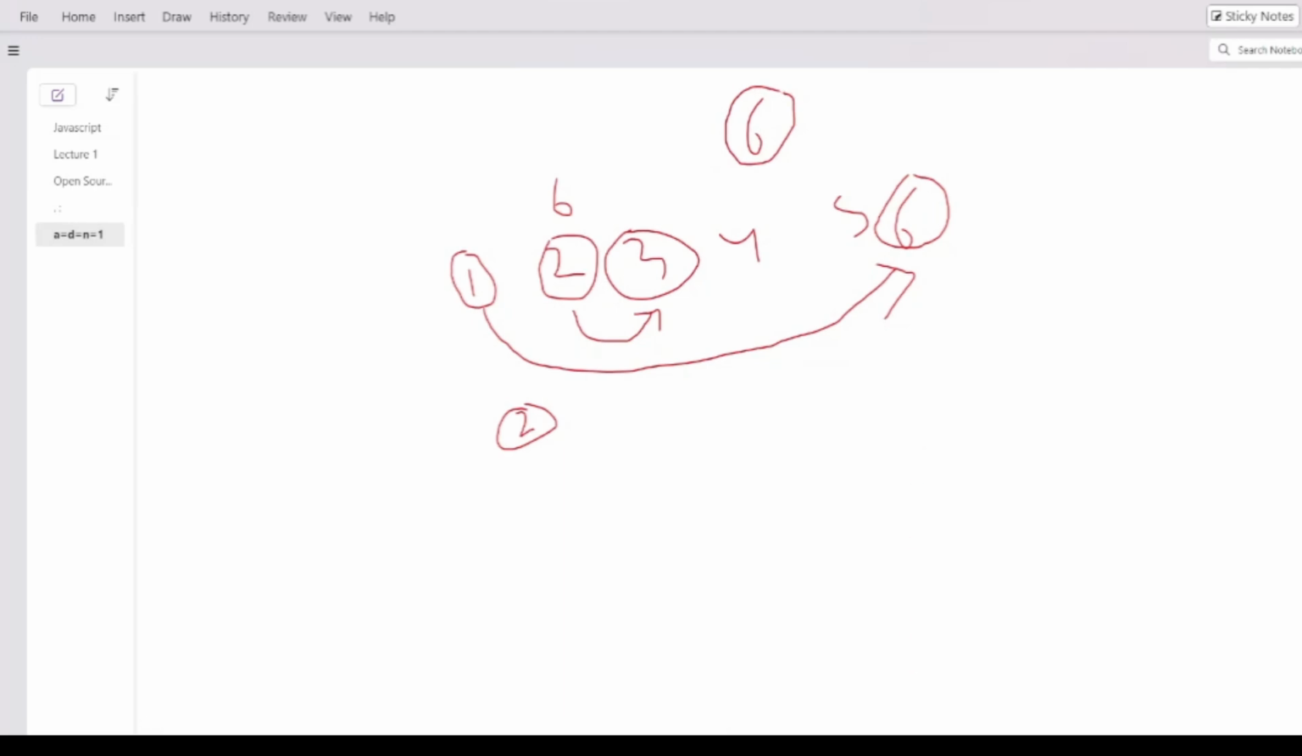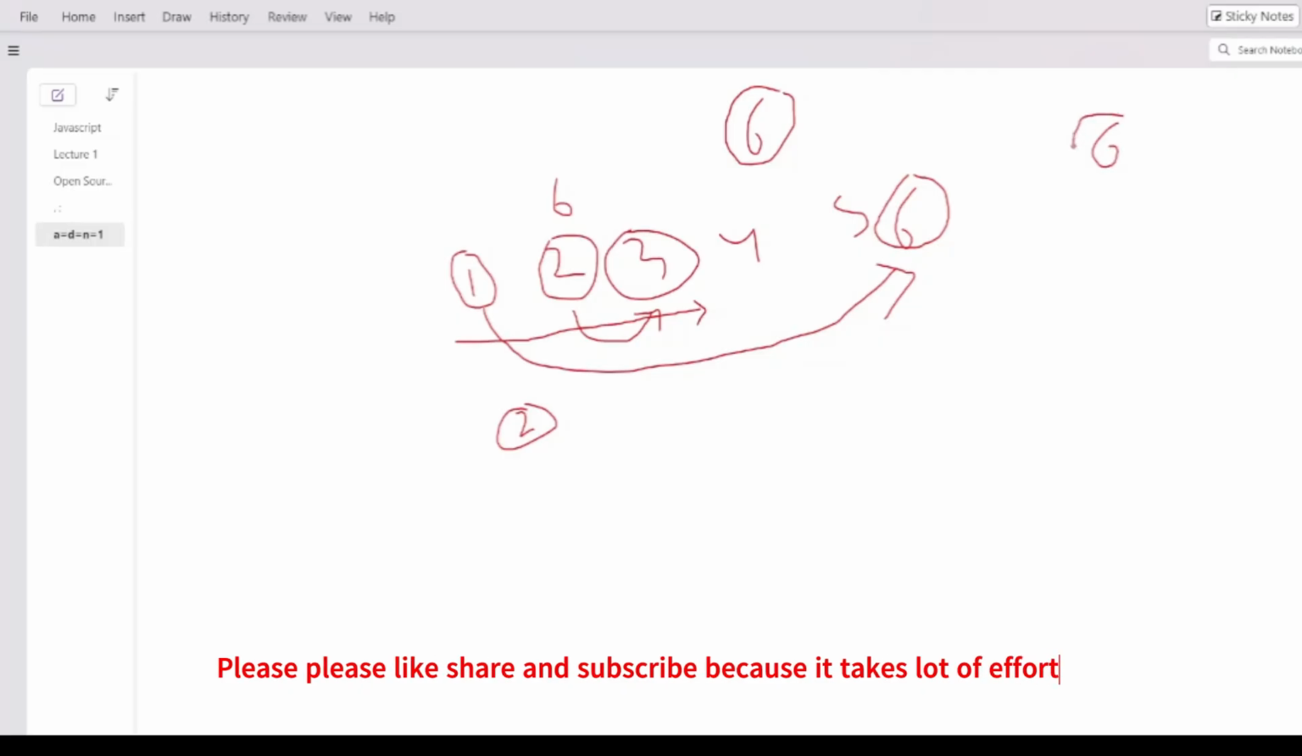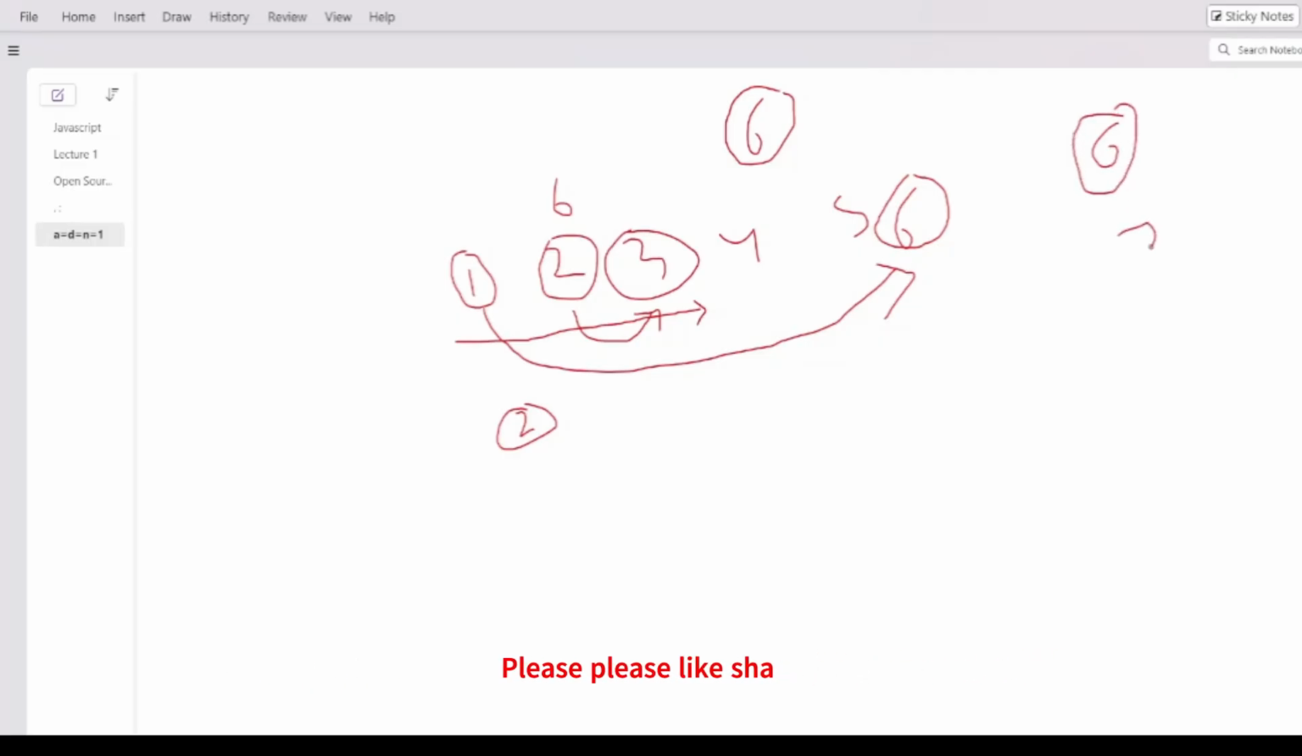Another thing we observe is that we only need to find factors up to the square root. If we find the square root of 6, then we get 2 point something. Our loop runs up to there, and after that we do not find any new factors beyond that number. So this is the basic approach.